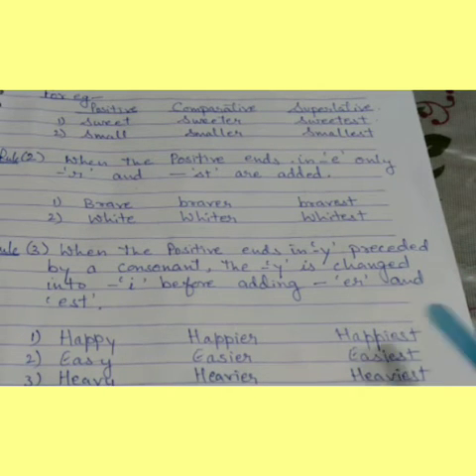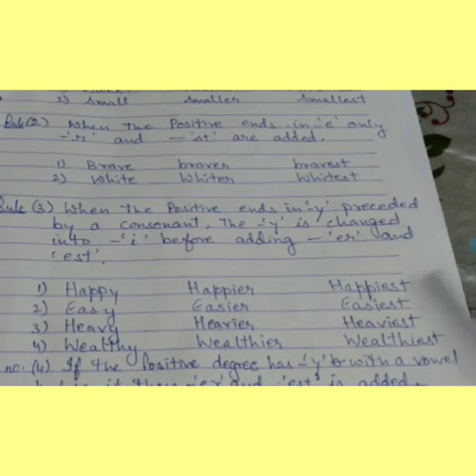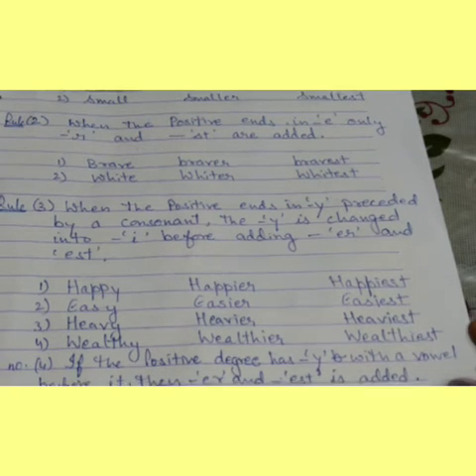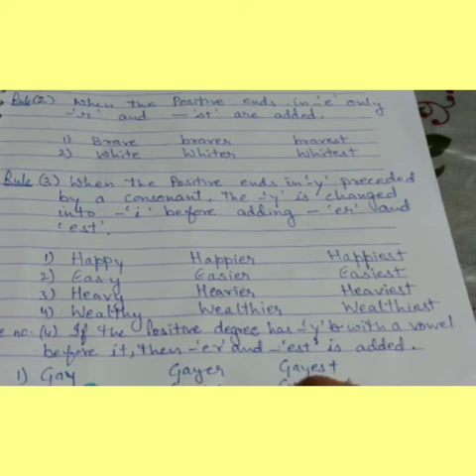See here, happy, happier, happiest, easy, easier, easiest, heavy, heavier, heaviest, wealthy, wealthier, wealthiest. Now come to rule number 4. If the positive degree has Y with a vowel before it, then ER and EST is added. Here you see, when the positive degree is ending with Y and before that there is a vowel.